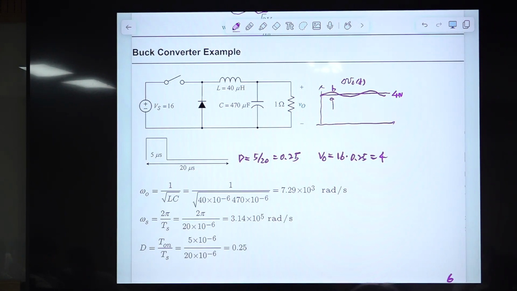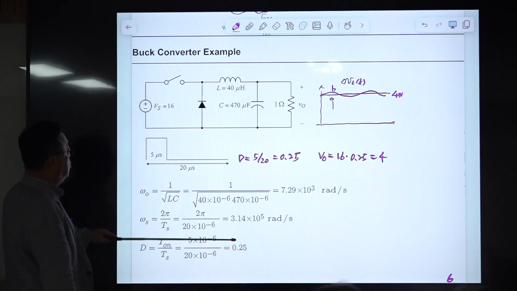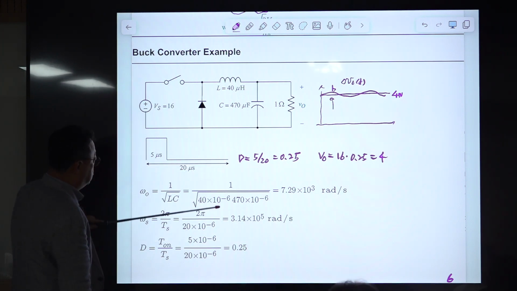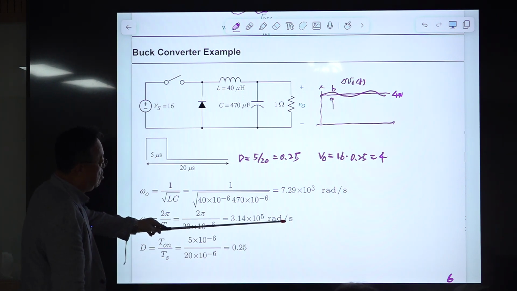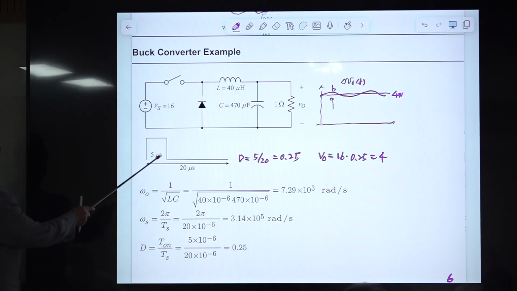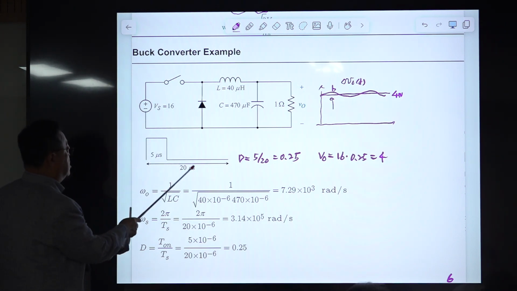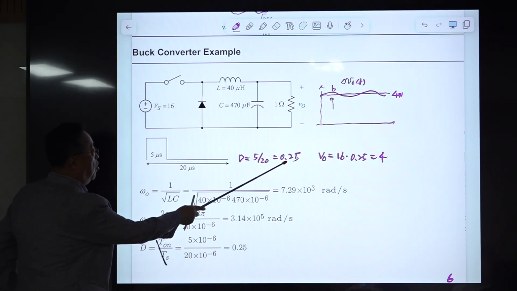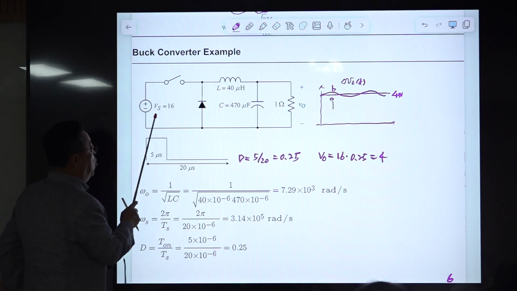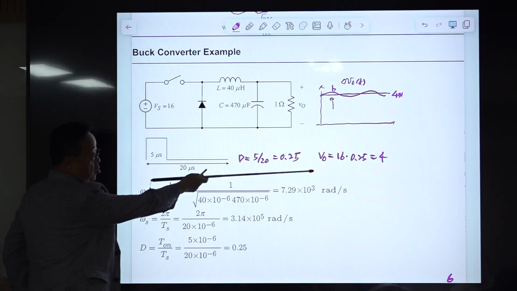And we did an actual calculation here using this example. This is one typical example of a converter. So with these parameters, we calculate the omega naught, and the switching frequency is here. So 1 over this one is the switching frequency, 50 hertz in terms of radian per sec. We have this number, and the duty ratio is this one, 5 microsec divided by this 20 microsec, and the output of this converter is the input voltage times this duty ratio, which is 4.